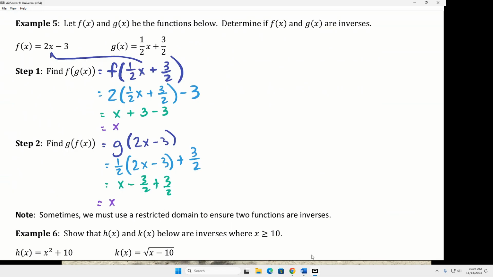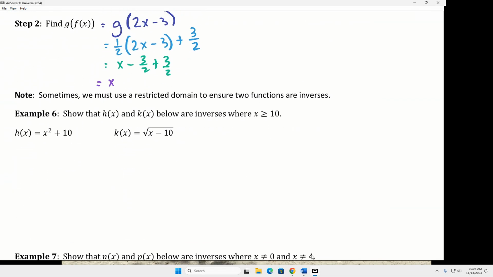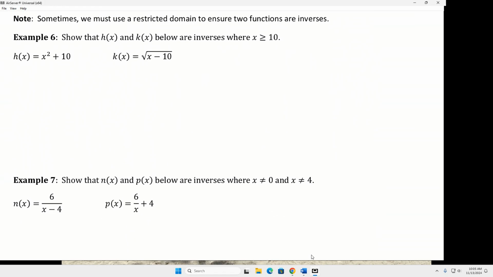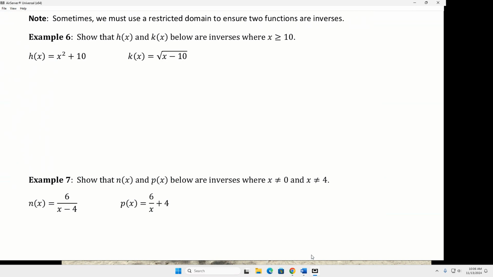Okay, so let's do this very last one. Let's do example 6. So sometimes there is a restricted domain to ensure that 2 functions are inverses. So these are only inverses when x is greater than or equal to 10. If x is less than 10, it doesn't work. But that's already taken care of for you today. So we'll just go ahead and show that they're inverses by doing h of k of x.